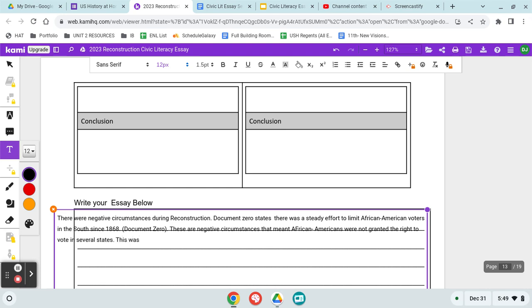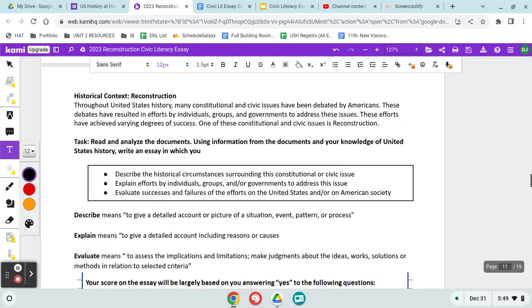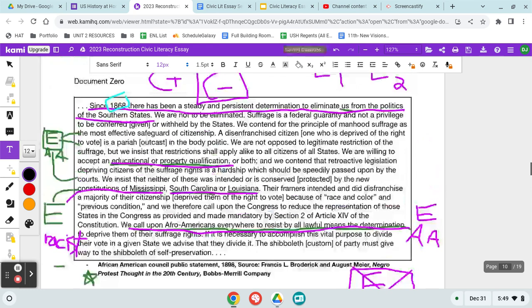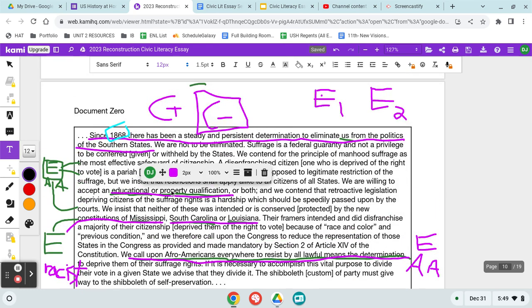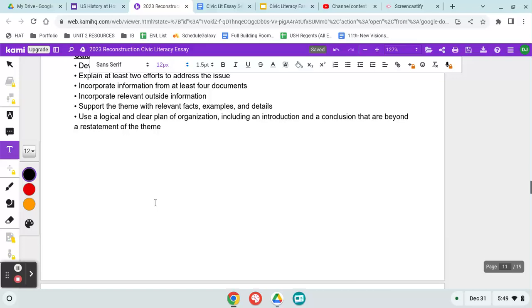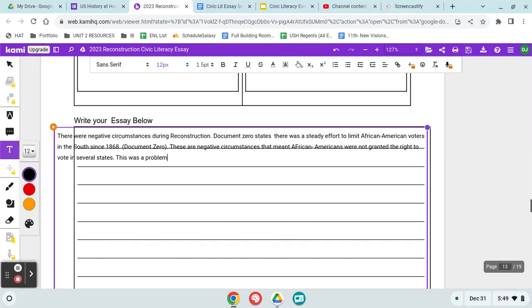This was a problem. Let me see. What else is something I could use here? Oh, right, that they based their efforts on. Ooh, how the circumstance motivated the efforts. Oh, is that analytical? This was a problem that motivated groups, especially African Americans, to organize to protect their rights to vote. Okay, how is that? That's probably a 2 or a 3, right?